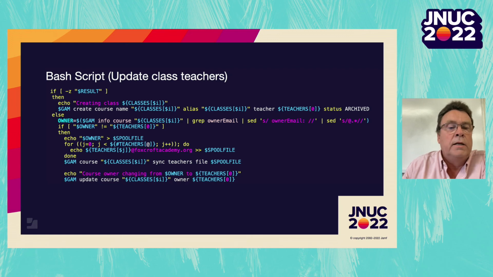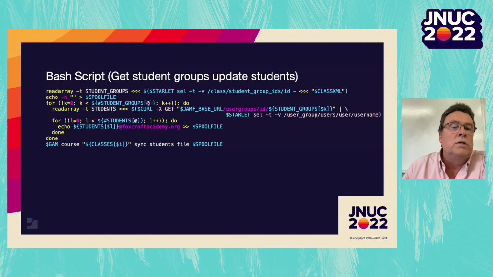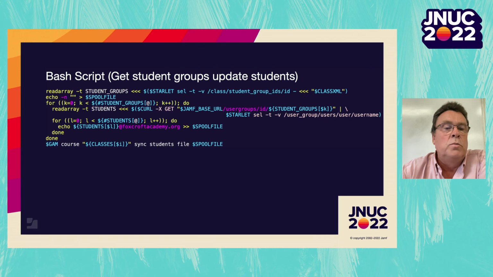So if it goes through that, it syncs at the end. It creates a new file with the list of teachers from the class and syncs that. I end up with my course and teacher list, teachers updated. I then have to go through and do the same for my students. Another nested loop here, just like in my Perl script, grabbing each of the groups, grabbing all the students from each group and writing them to a file, then processing the next group, appending it to that same file, and then doing a sync to update all my students from the file.